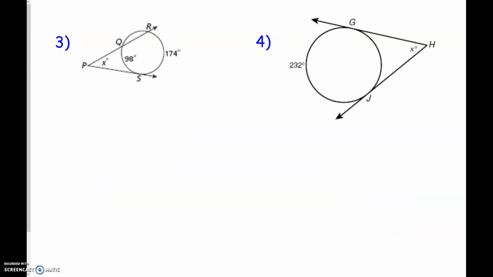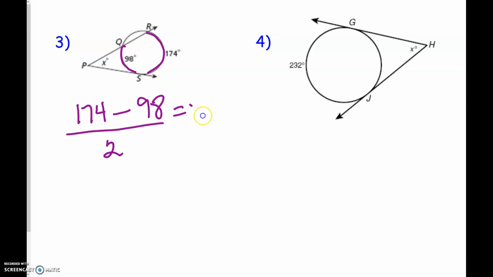All right, number 2. Okay, so we have a secant and a tangent. So this is when we do the difference of the two arcs. We take this arc, 174, minus this arc right here, 98, divide by 2, and that's going to give you your x degrees. And I think I got this one to be 38 degrees.